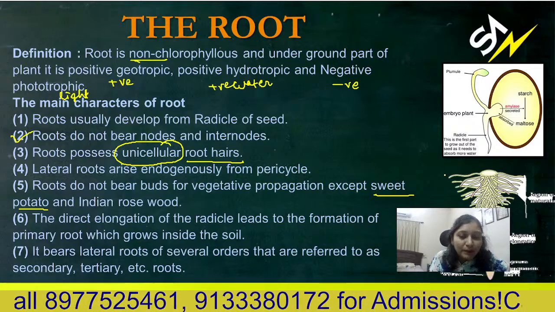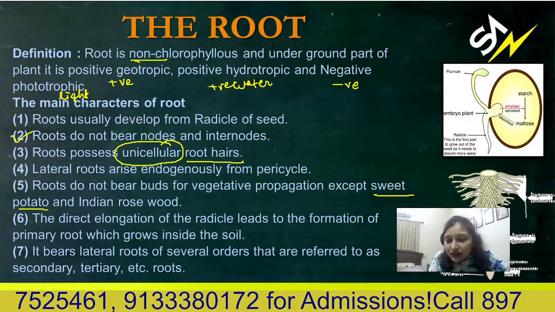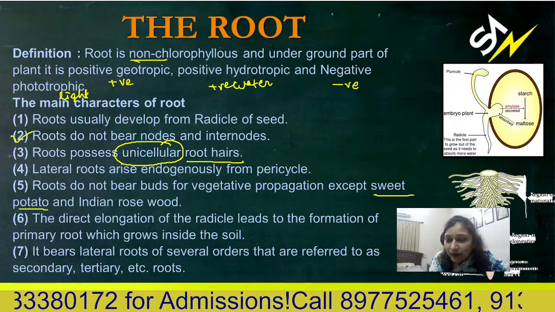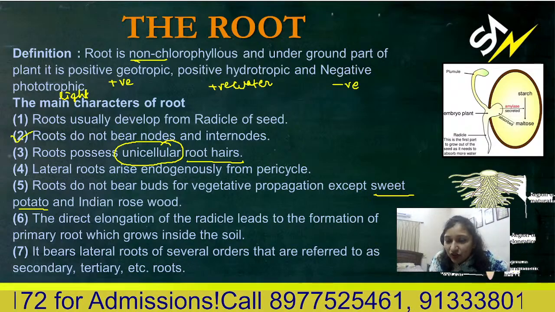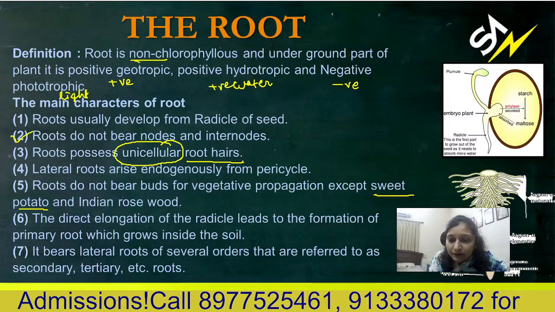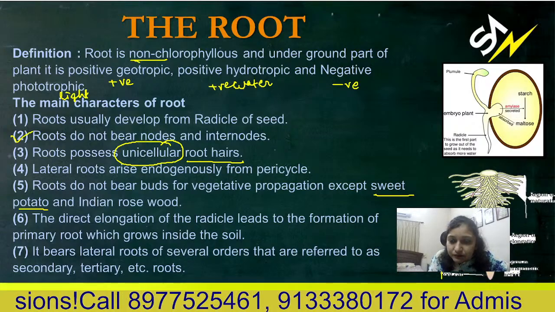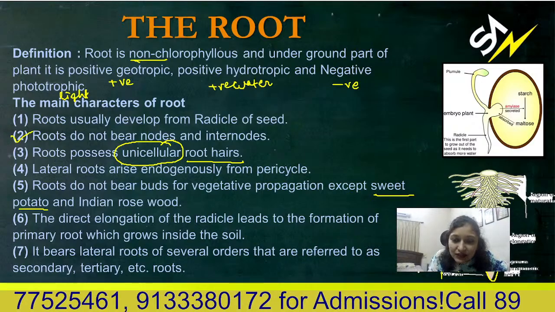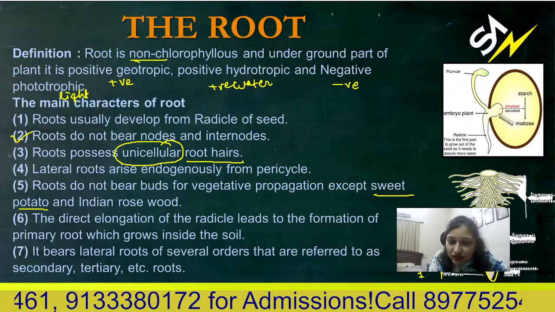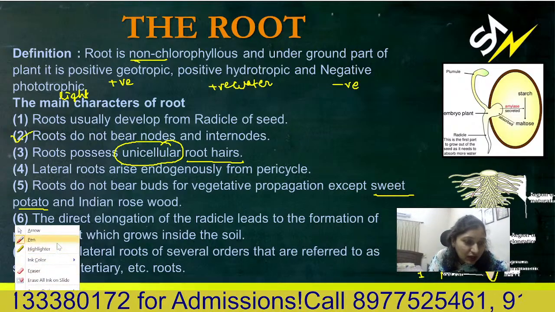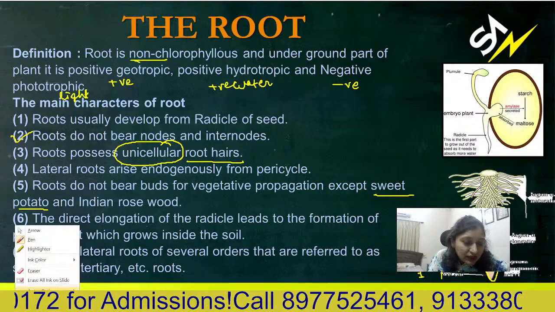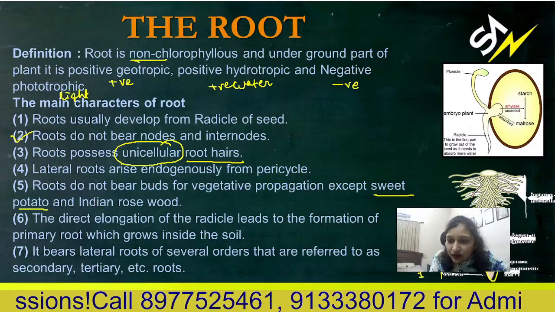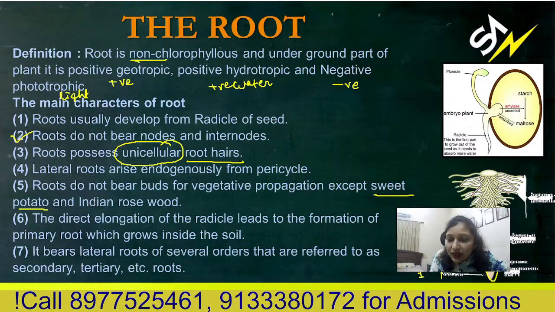So look here, these are the regions of the root: region of maturation, region of elongation, region of meristematic activity, and root cap. If you start from this portion, this is the first region. Wait, I'll change the color of the pen so you can see clearly. Here there are a lot of cells which are growing continuously.